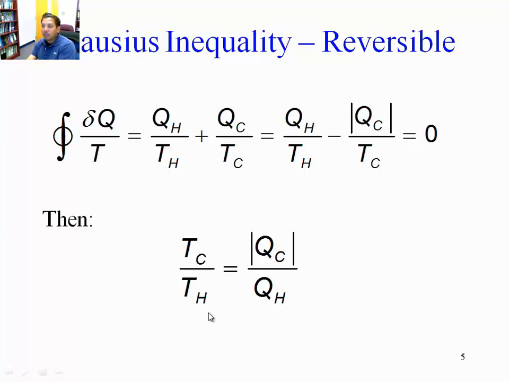Now if QH over TH minus QC over TC is equal to 0, we can conclude that TC over TH is equal to QC over QH. And that's where the Carnot efficiency comes from. Remember that the Carnot efficiency came from the assumption that the ratio of QC over QH would be equal to TC over TH according to the Clausius inequality. Now we can demonstrate directly that for a reversible Carnot engine, QC over QH is equal to TC over TH.